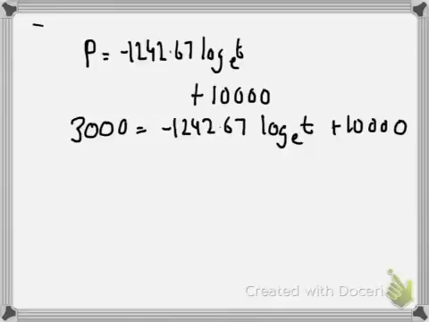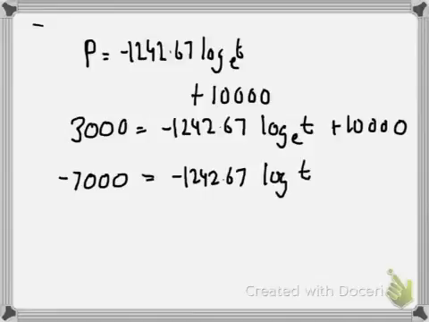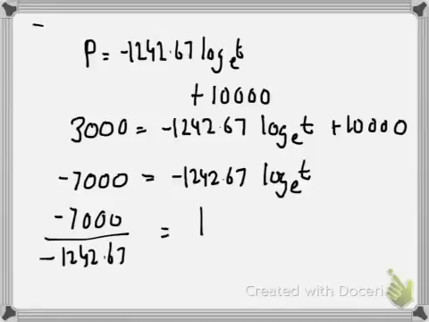Now we can put that in the calculator now, or we can fix it up a bit. We can take the 10,000 across and get negative 7,000 equals negative 1242.67 log t to the base e. We can go a bit further and go negative 7,000 over negative 1242.67 equals log t to the base e.